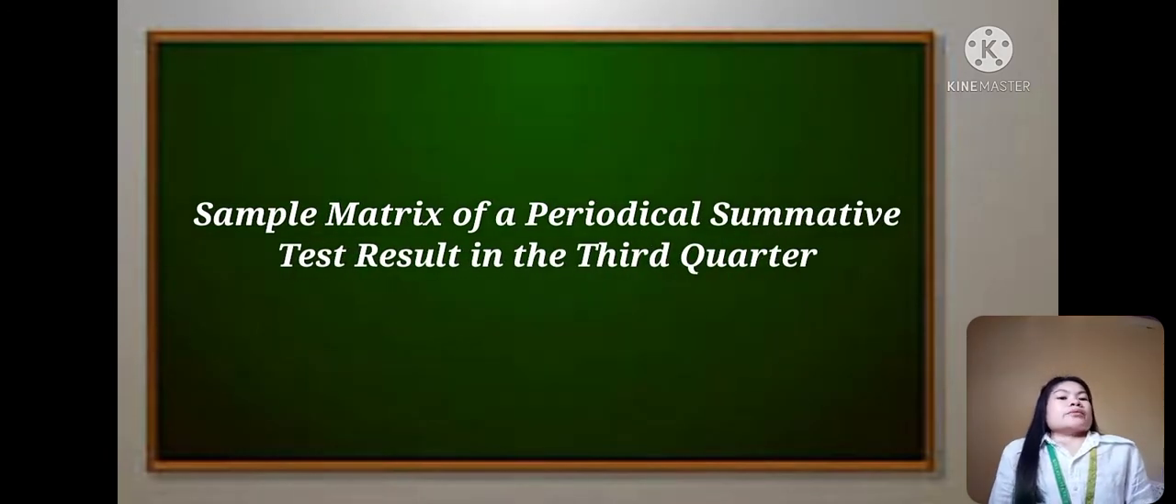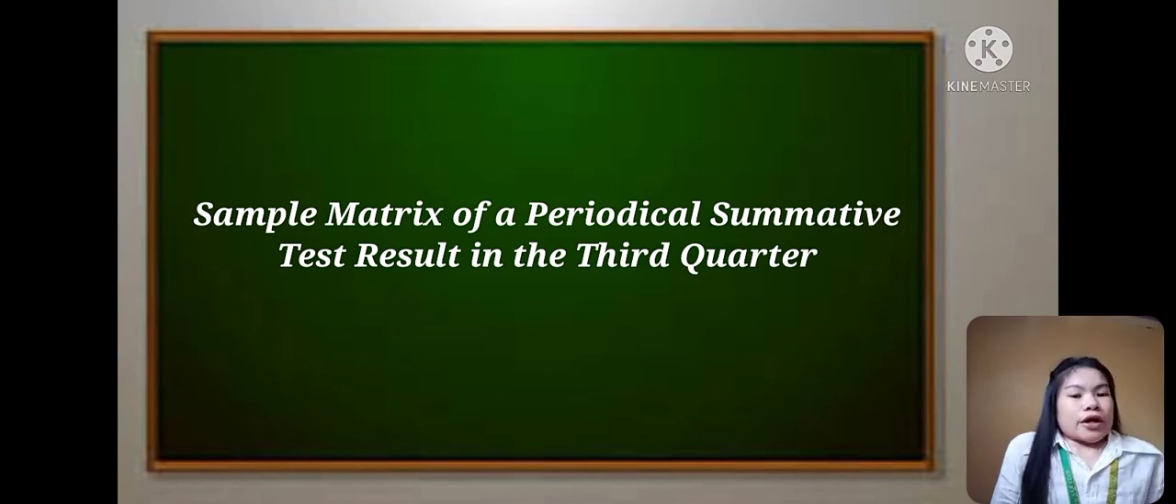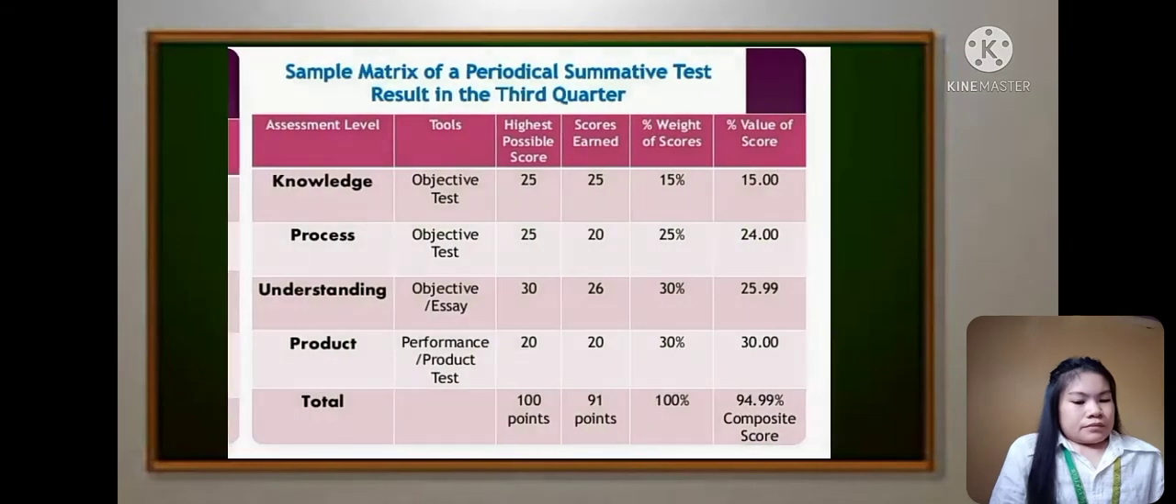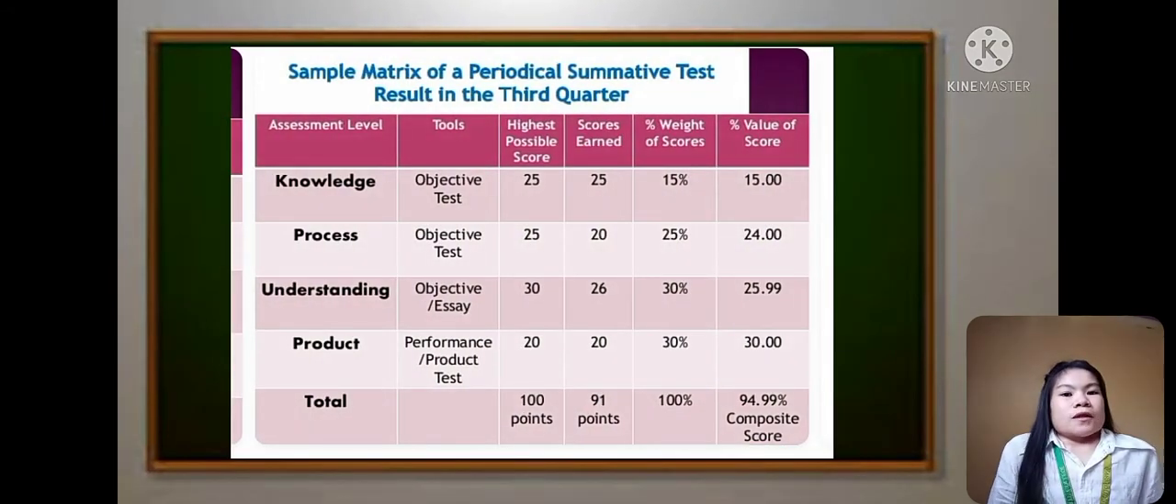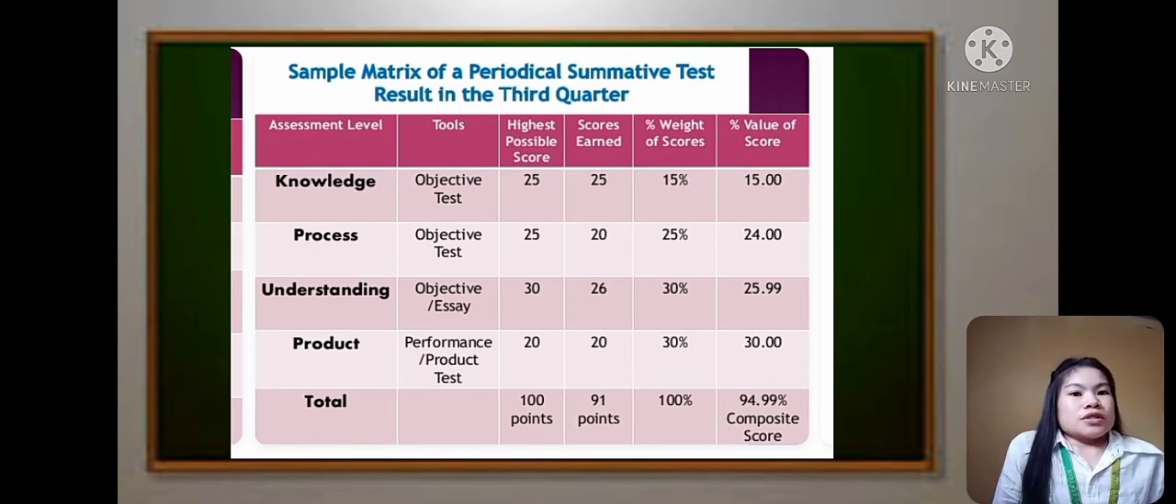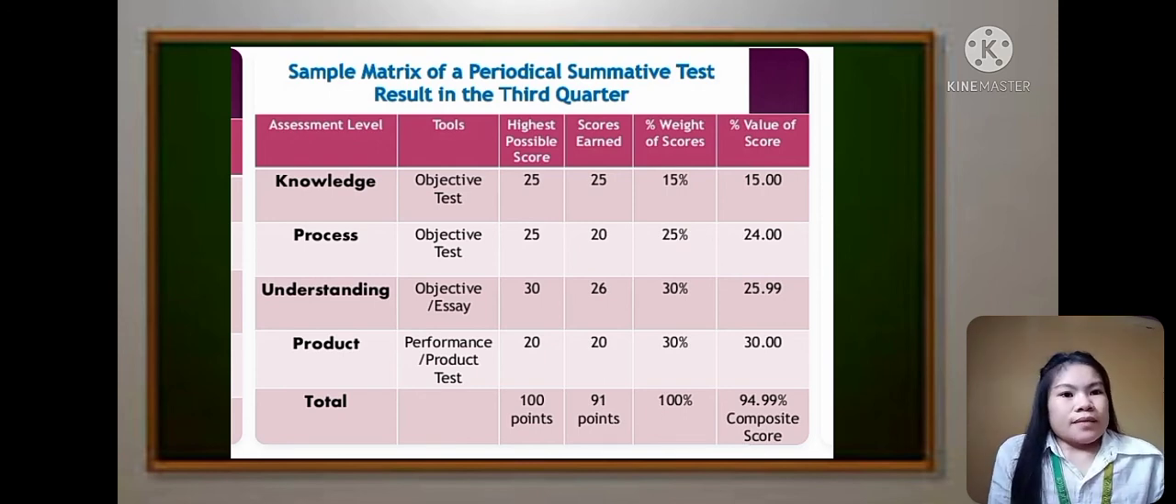Sample matrix of a periodical summative test result in the third quarter. Assessment level. Knowledge. Tools is objective test. Highest possible score is 25. Scores earned is 25. Percent weight is 15% and percent value of score is 15.00. Process. Objective test. 25. Scores earned 20. Percent weight 25% and value of score is 24.00. Understanding, objective or essay, highest possible score 30. Scores 26, 30%, and 25.99 value of the score.